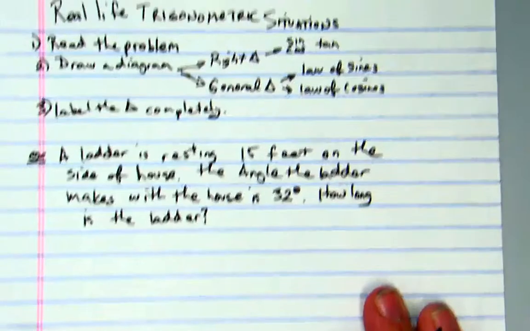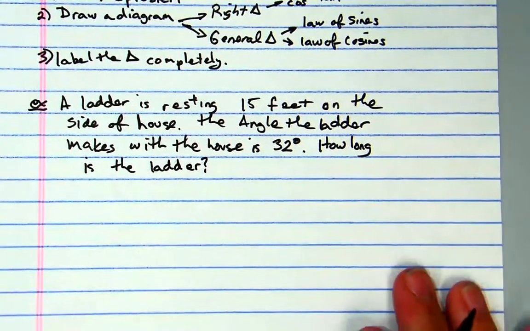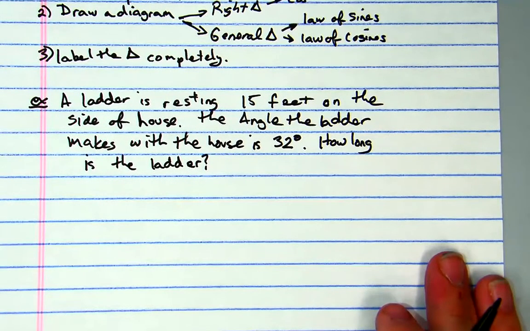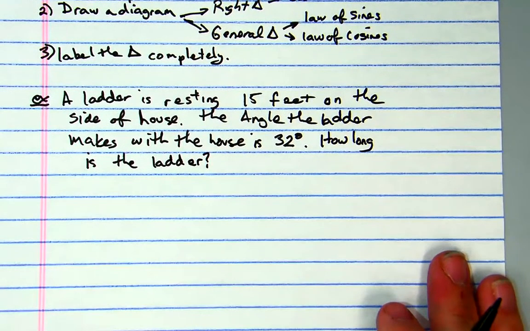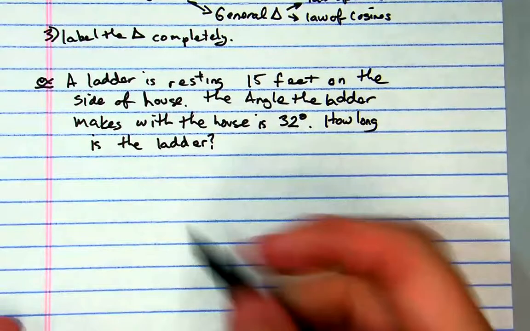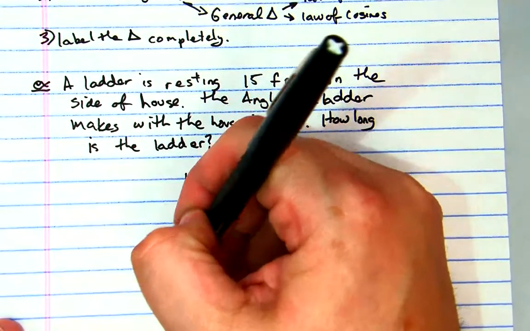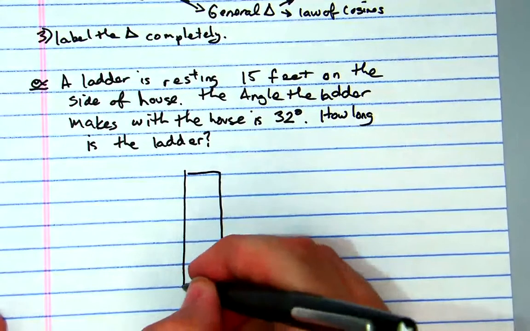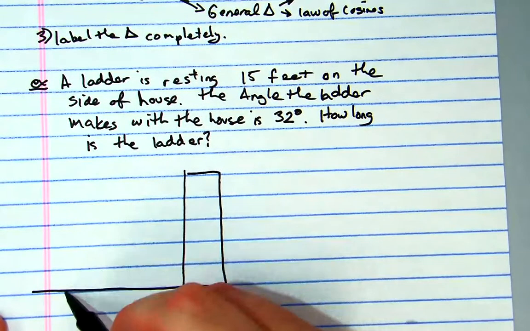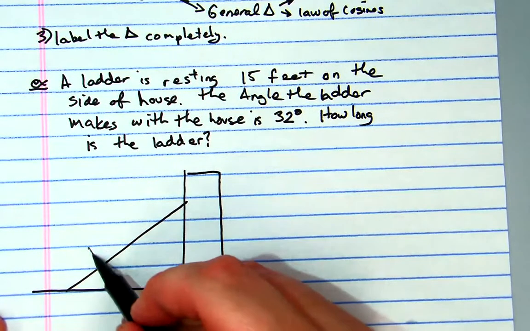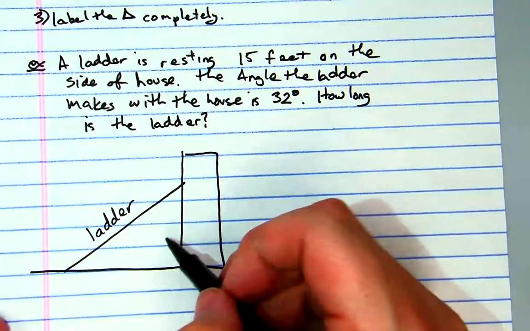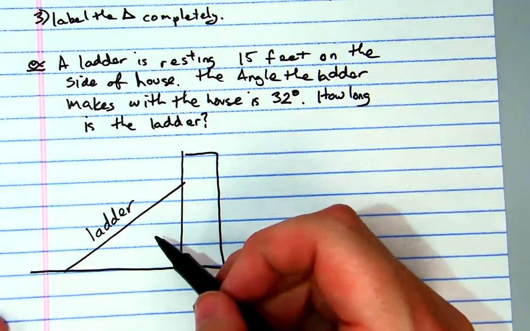Alright, so we have to read the problem. A ladder is resting 15 feet on the side of a house. The angle the ladder makes with the house is 32 degrees. How long is the ladder? Now draw the picture. Draw your house. There's your house. There's your ground. There's your ladder. Doesn't have to be accurate, but it needs to show the parts that we have.